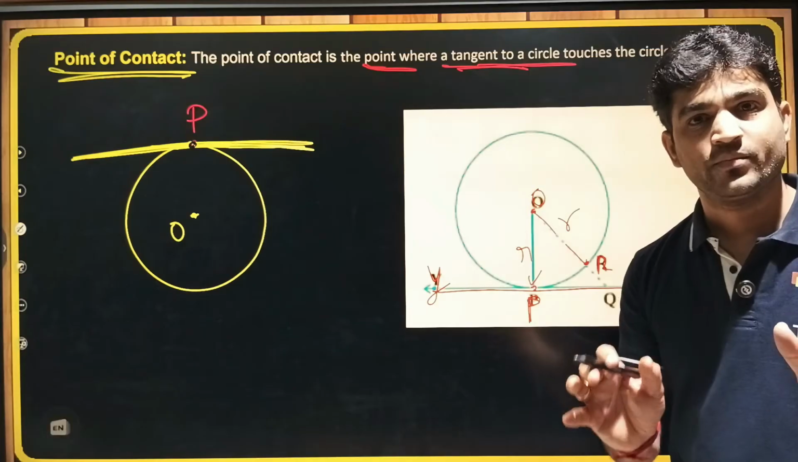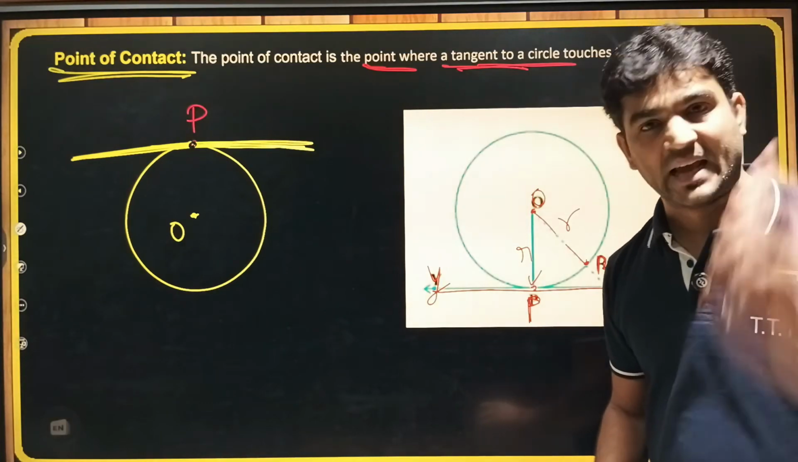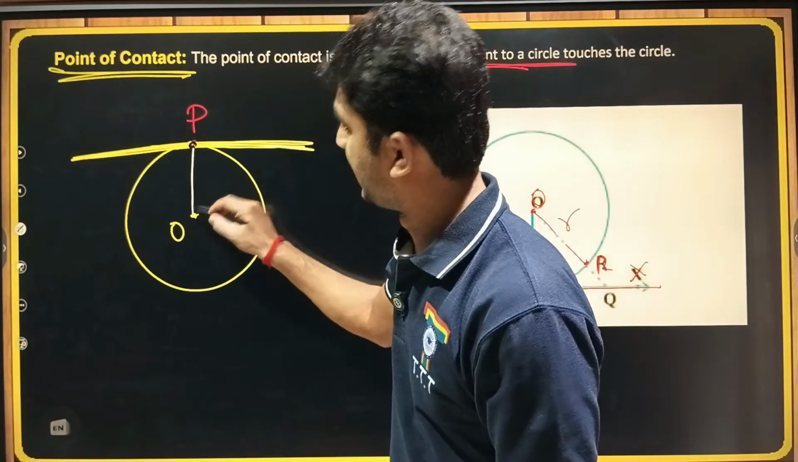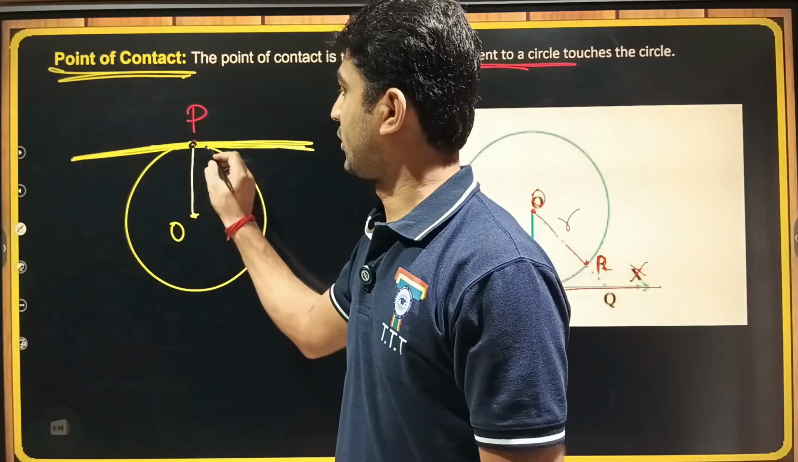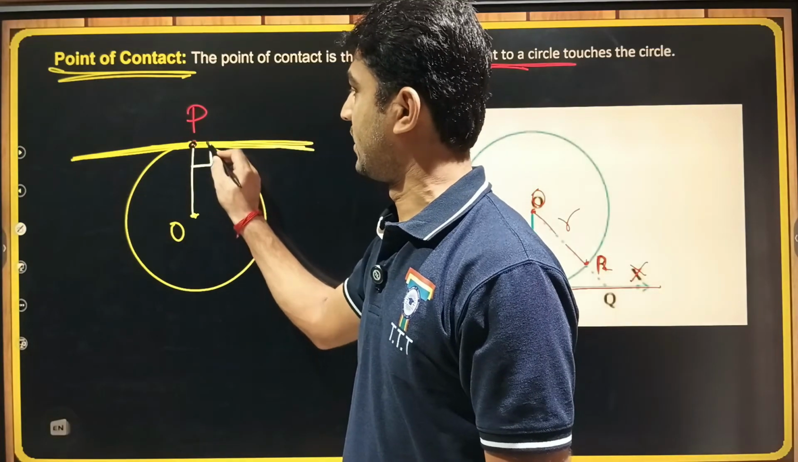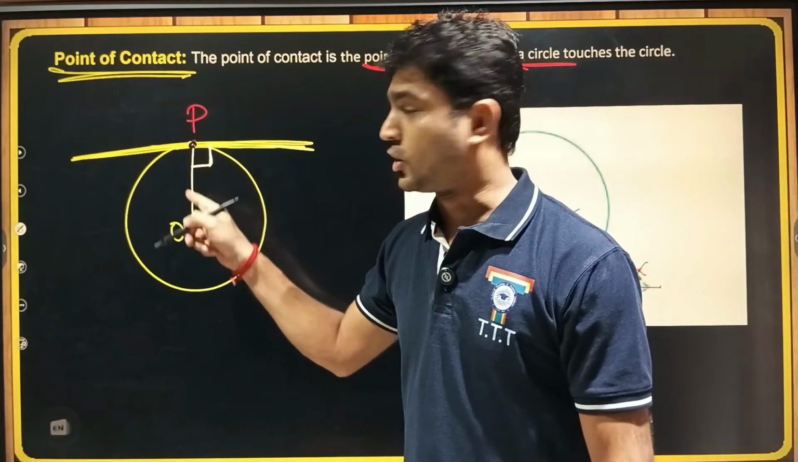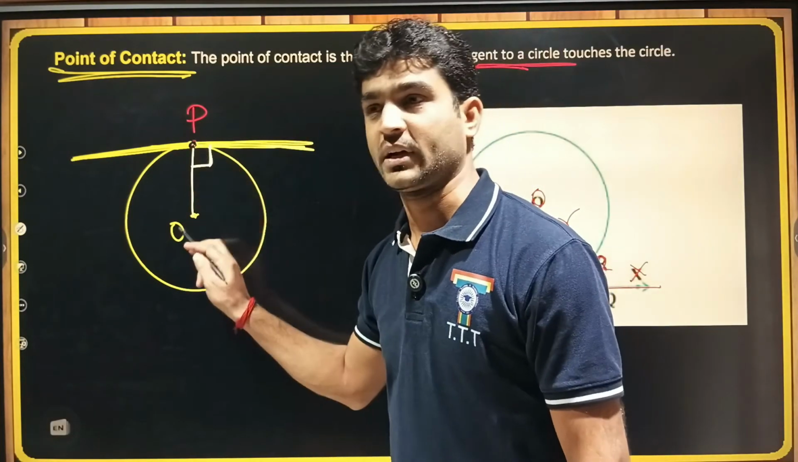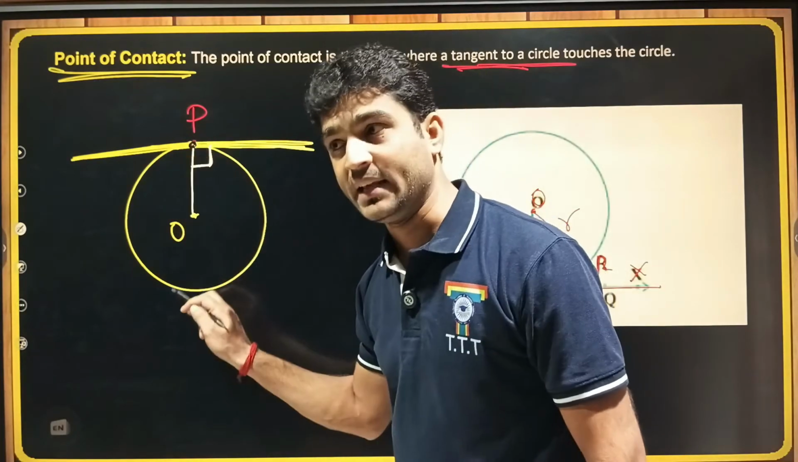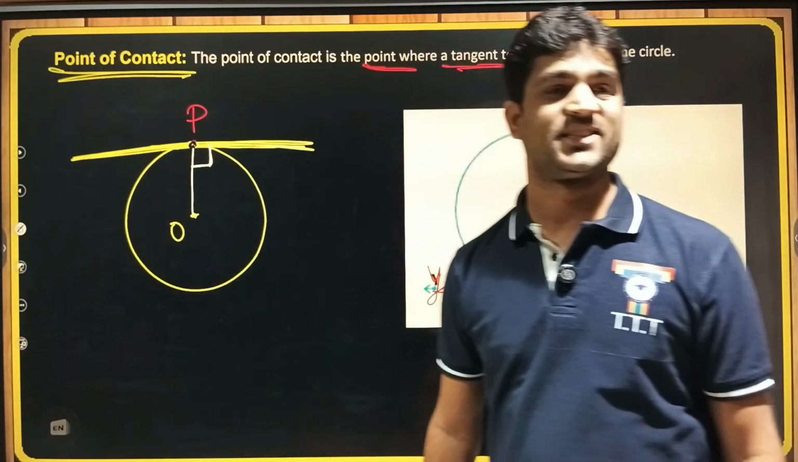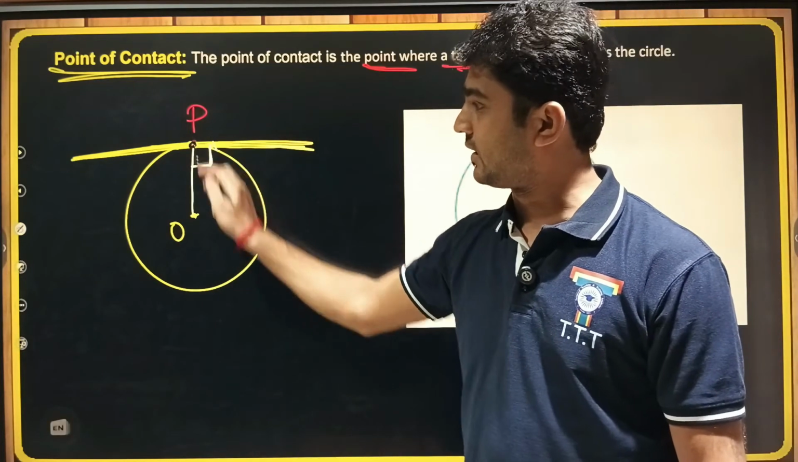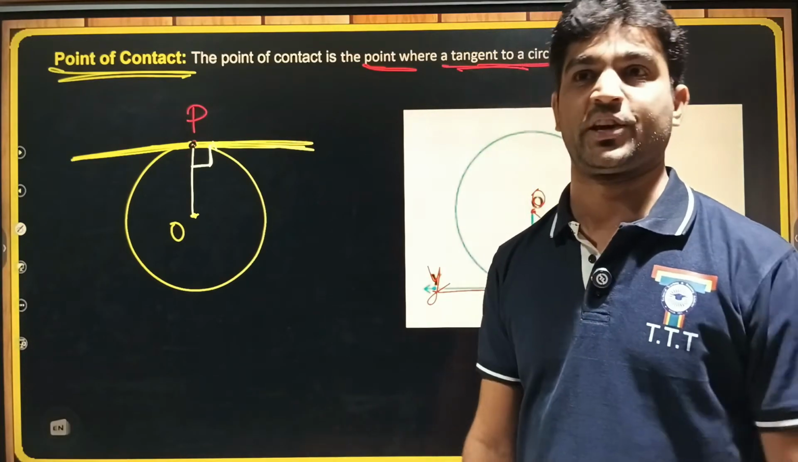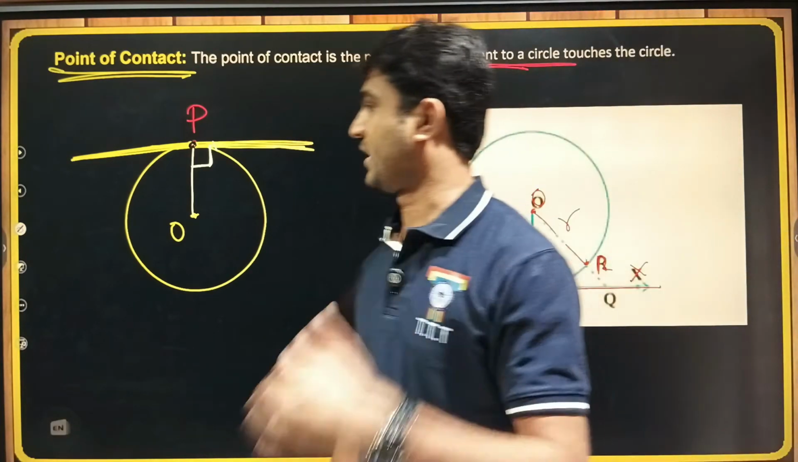But the condition is, if you consider the tangent and draw a line from the center point O, that line should be perpendicular. The line that passes through the center to the point of contact is perpendicular to the tangent. The tangent line and the radius are perpendicular to each other. We have to prove that. That is Theorem number 1 in this chapter, right? Okay, fine. Hope you got it.